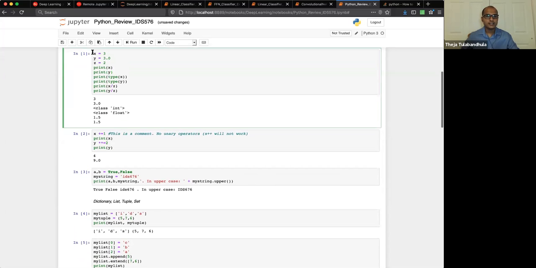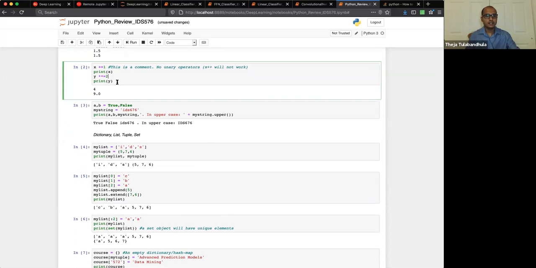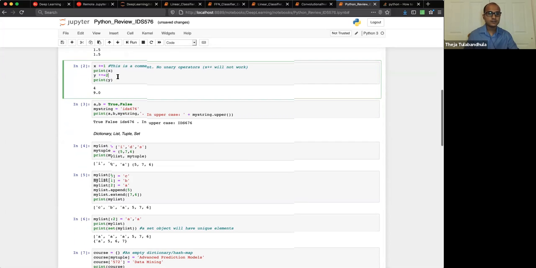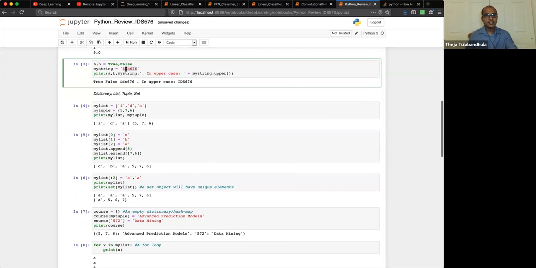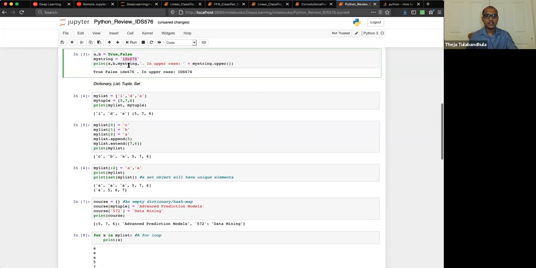So basics: a bunch of variable assignments and print statements. These tricks you might have seen before, how to increment a variable, shorthands, and so on, but you don't have to use them. You can assign multiple variables at the same time: a, b = True, False. Strings are assigned like this, and you can print everything at the same time. Strings have functions with which you can change the case and so on.